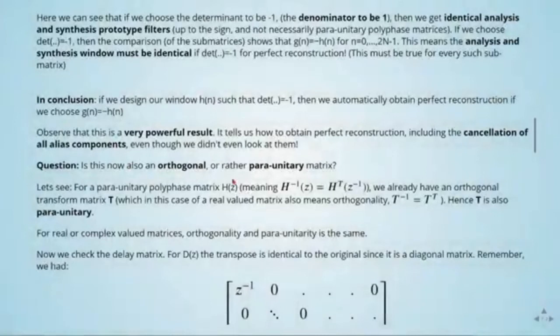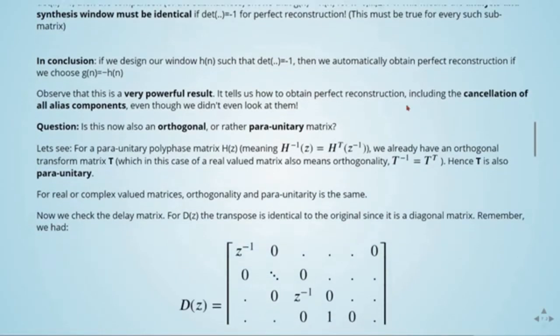We've seen that if we design our window h of n such that the determinant is equal to minus 1, then we would automatically obtain perfect reconstruction if we choose g of n equal to minus h of n. Observe that this is a very powerful result. It tells us how to obtain perfect reconstruction, including the cancellation of all aliasing components, even though we didn't even look at them. But a question comes up: is this now also an orthogonal, or rather a para-unitary matrix?